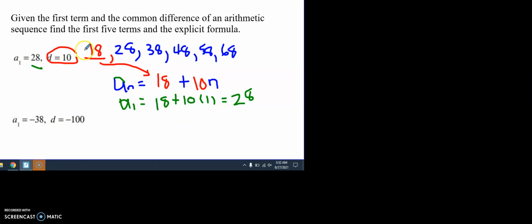So keep in mind that your formula, your recursive information, may not necessarily start at the right value, so you may have to work backwards. So go ahead and write the explicit formula for these two situations, plus also list the first 5 terms. Turn the video back on when you're ready to continue.